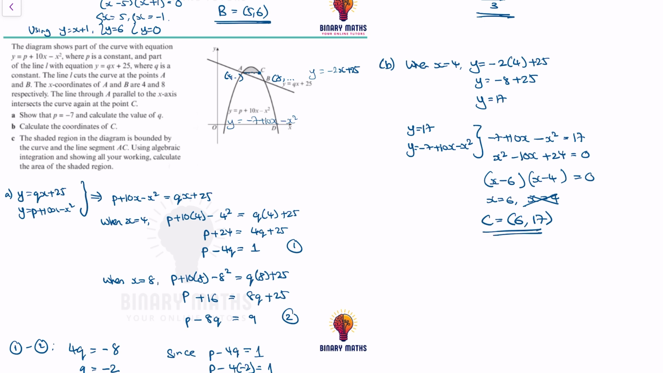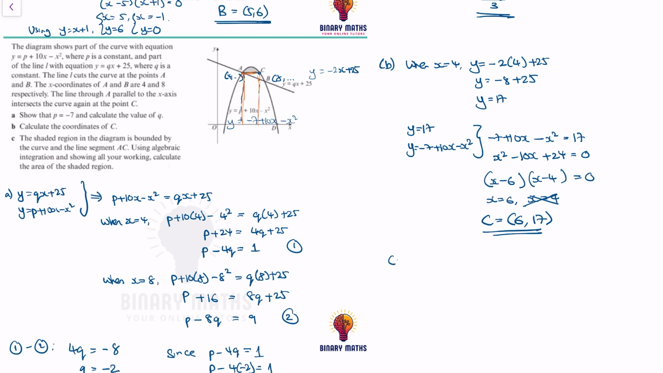Okay, the shaded region in the diagram is bounded by the curve and the line segment AC. Using algebraic integration showing all your working, calculate the area of the shaded region. So what I need to do is the area under the curve, take away the area under the line A to C. We work out the area under the curve from A to C, and then take away the area under the line y is equal to 17.